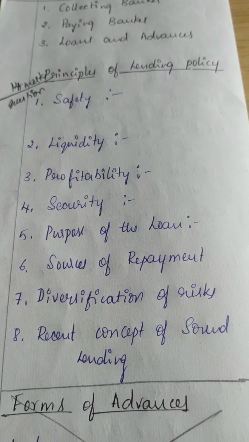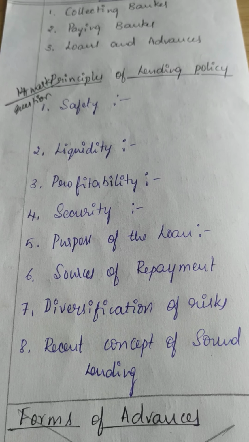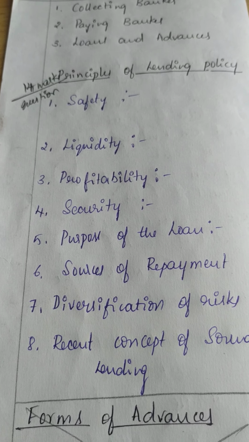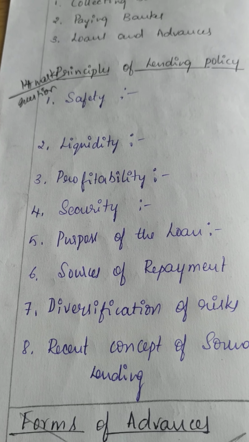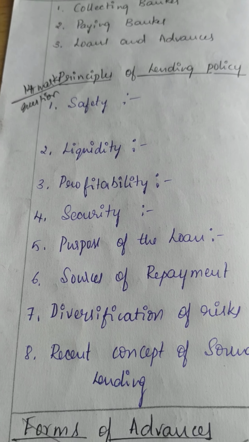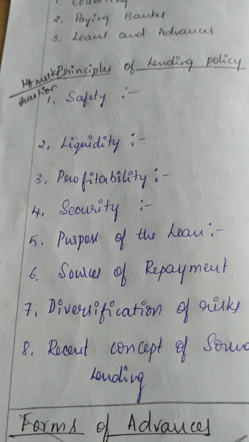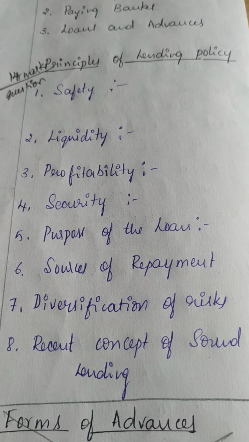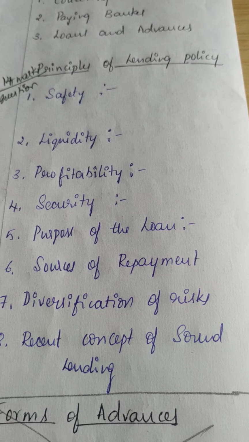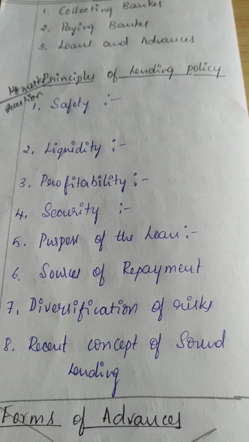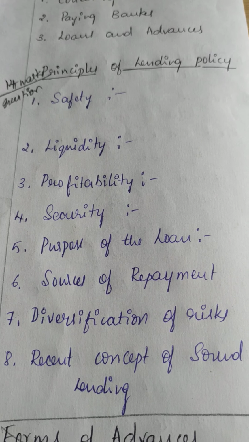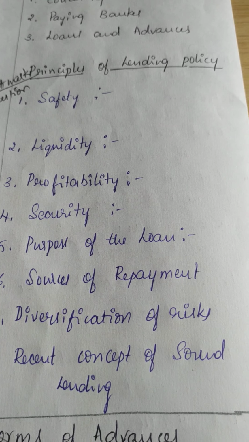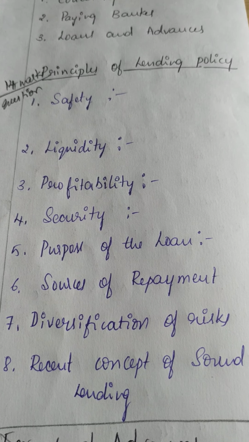Next, sources of repayment. That means the purpose of the loan involves the source of repayment. If the banker issues loans to a productive activity, at that time he does not worry about the repayment of the loan. If the banker issues the loan to undesirable activities, at that time the banker cannot expect repayment. So this is the main situation.